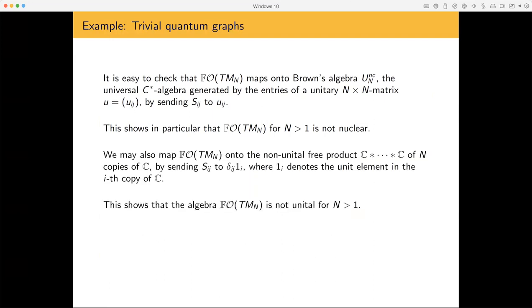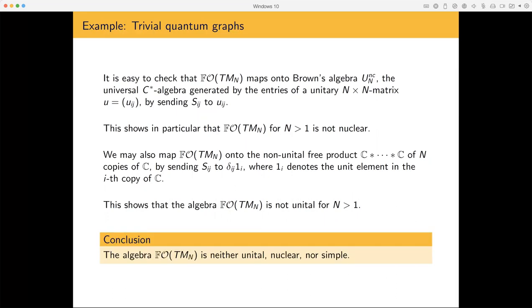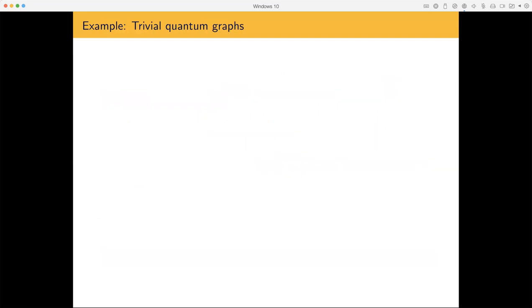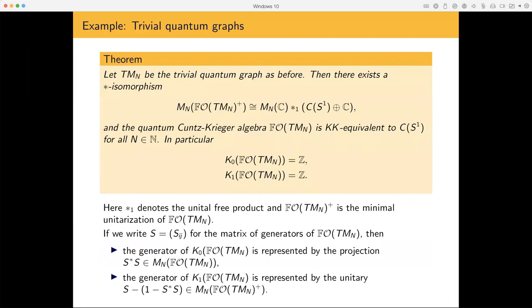You also can check quite easily that the algebra we get is not unital. And in conclusion, this means that this thing is quite far away from being a Cuntz-Krieger algebra, a classical ordinary Cuntz-Krieger algebra. What is it really? Well, what we can say is we can give a relatively convenient description of matrices over this algebra, or rather matrices over the unitization of this algebra.